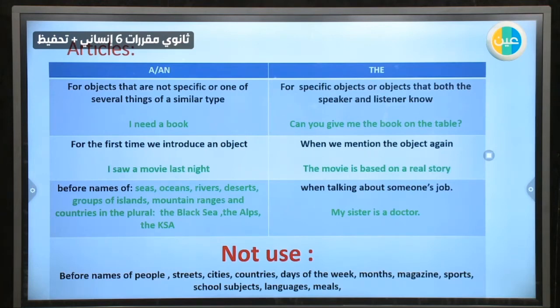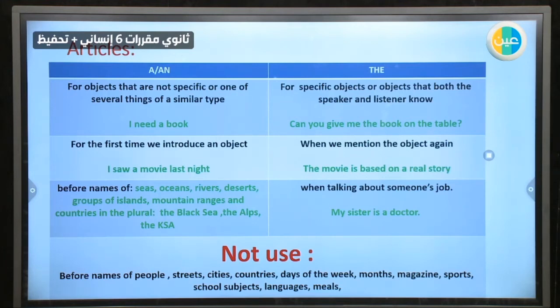Don't forget, sometimes we don't use any article. Before what? Before names of people. Never say an Ahmad or the Ahmad. Streets, cities like Jeddah, Mecca, Dammam, no the. Countries, days of the week: Saturday, Sunday, Monday. Months, magazines, sports, school subjects, languages, and meals: breakfast, lunch, brunch, dinner. Never use the, a or an to describe them.